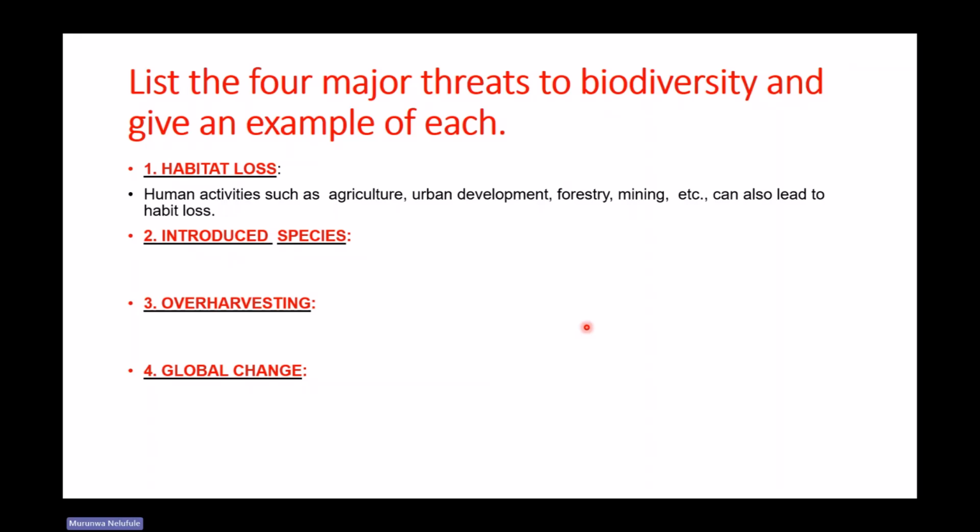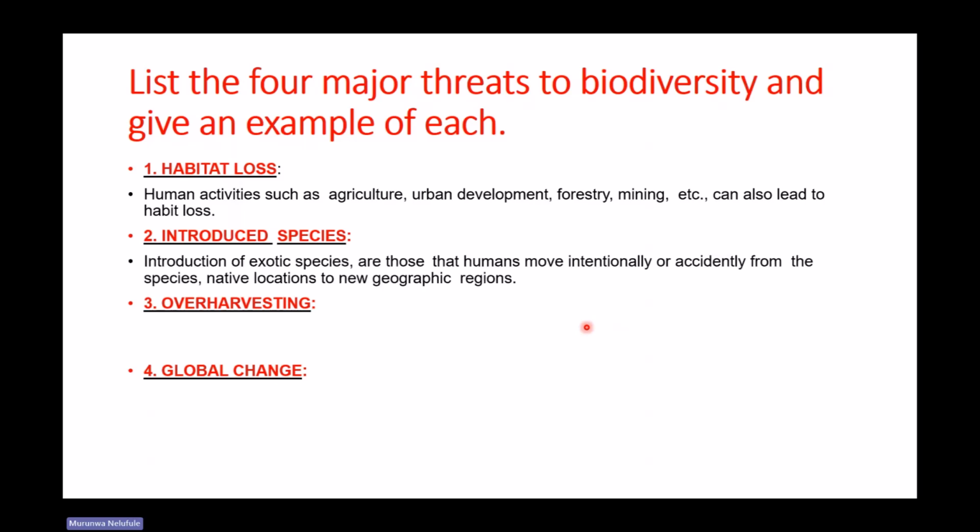What's the other word that you used for introduced species? I think it is invasive. Perfect, good, invasive species. So just know that if they're talking about introduced species, they're talking about invasive species. Invasive species are mostly exotic, and humans move them intentionally or accidentally from the species' native location to a new geographic area. Most of the time, invasive species tend to outcompete the indigenous species.